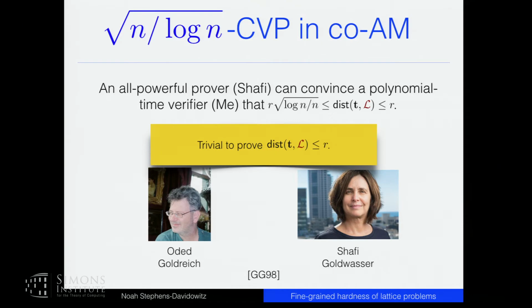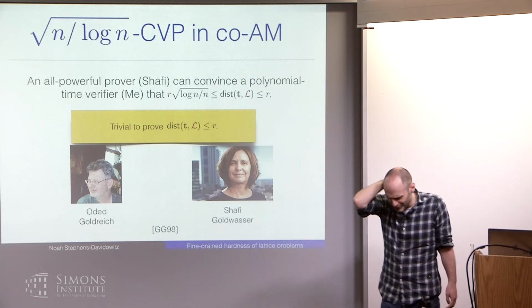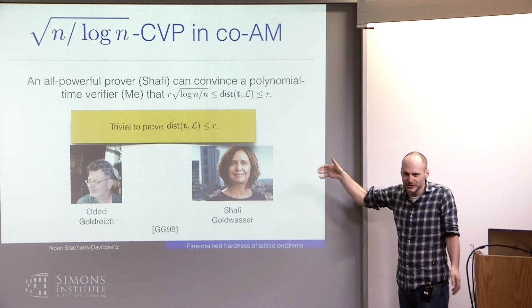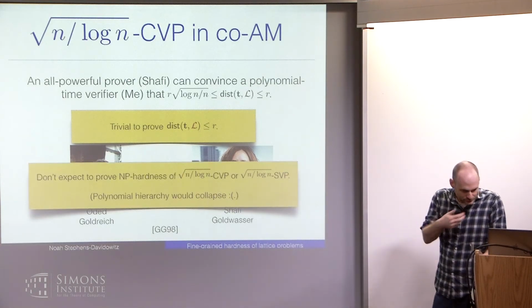And notice that one step in this proof is easy. Remember, Shafi is all-powerful. So if she wants to prove to me that the distance between the target and the lattice is at most r, she just exhibits a close vector. This is easy. This is saying CVP is in NP would be the language here. The difficult part is going in the other direction. Stop and think about it for a second: how would you show someone that there's not a close vector in a lattice? It's kind of like saying that a formula is not satisfiable. Even though Shafi's all-powerful, it's not clear that she can convince little old me that such statements are true.